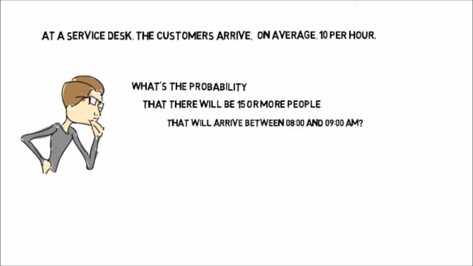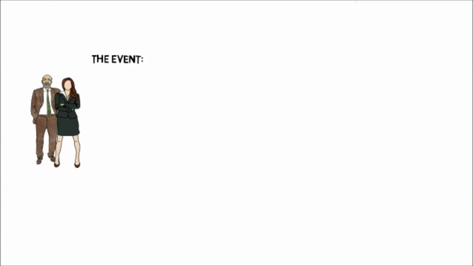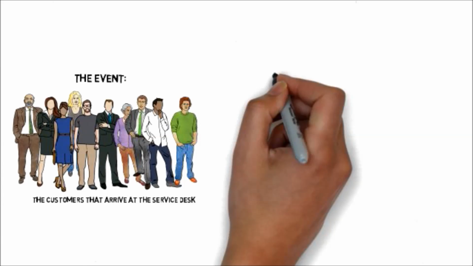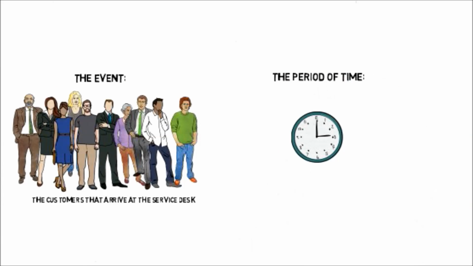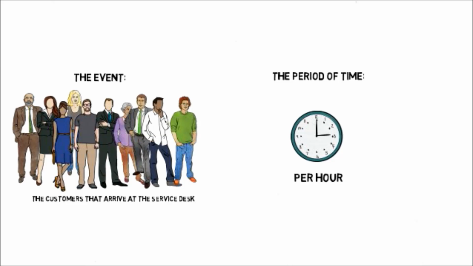and 9. Now, the Poisson distribution is often used when we want to model the frequency with which a specified event occurs during a particular period of time. In our example, the event is the number of customers that arrive at the service desk, and the period of time is per hour. So the Poisson distribution is all about something happening during a time interval, or area.